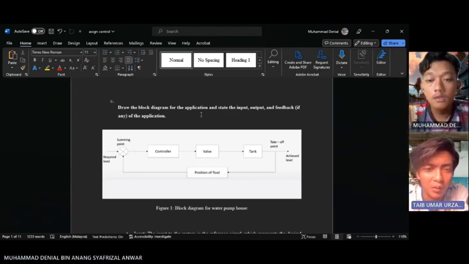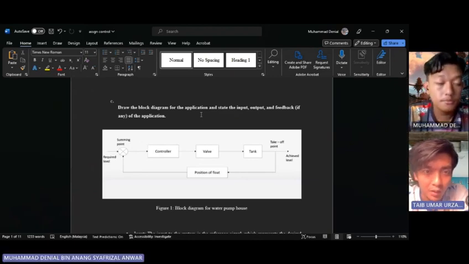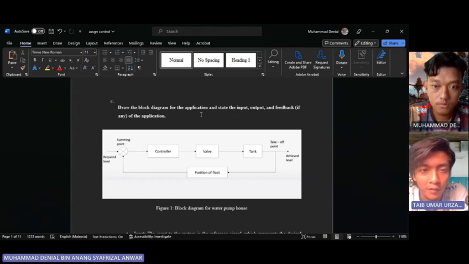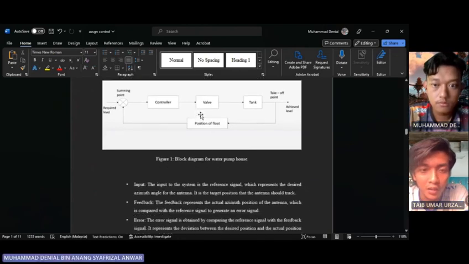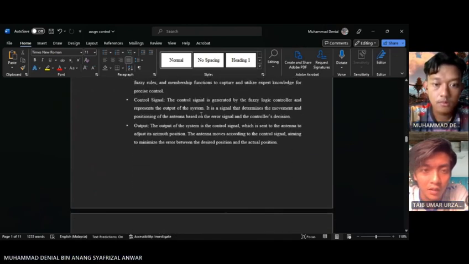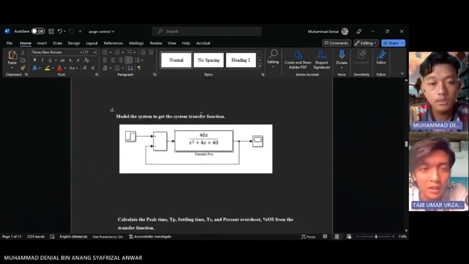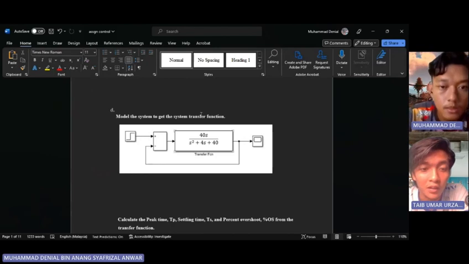Okay, today I will explain about the application. This is the block diagram for the input, output, and feedback. And this is our model, the system to get the transfer function.